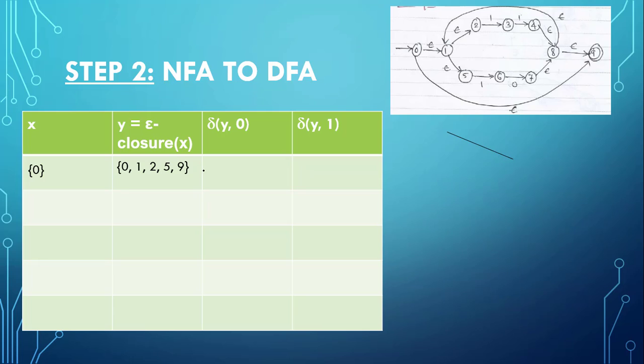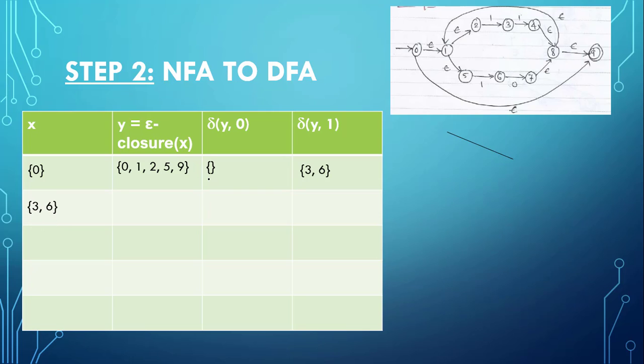Now from this, the transitions over 0 are empty, that is there are no transitions over 0 from any of these states appearing in the epsilon closure of x. Over 1 we do have two transitions, that is from 2 to 3 and from 5 to 6. So we have the empty set and {3, 6}. Now we will always consider the set of states before empty sets. So we will consider the next x value as {3, 6}.